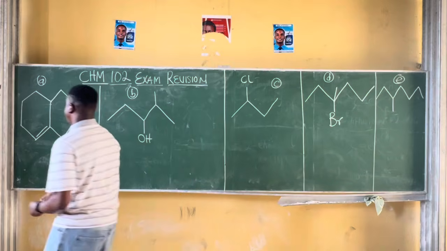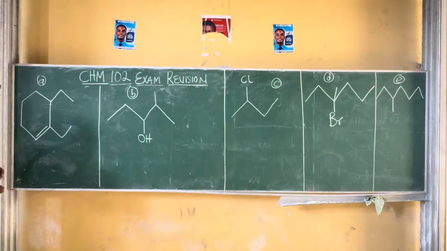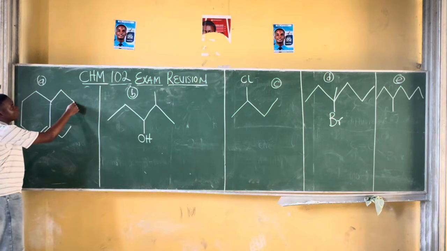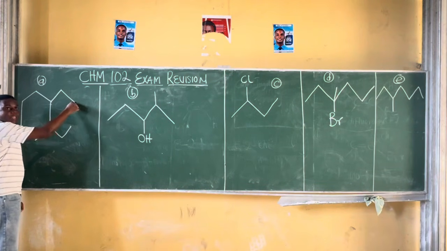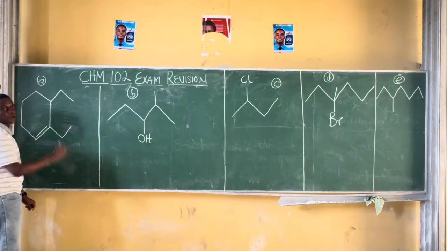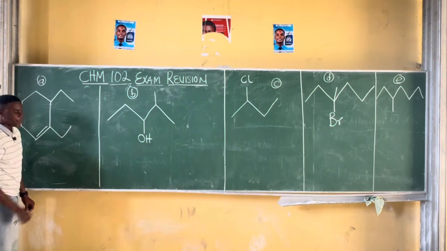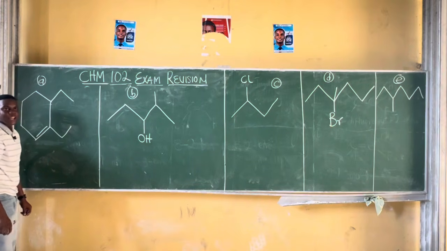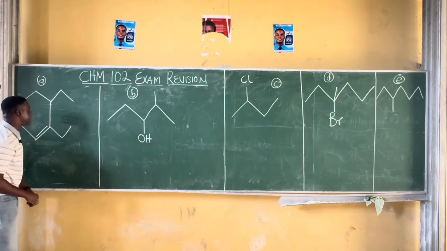So for A, you ask yourself, where will I even start from? I hope you understand your skeletal structures very well. You notice that this carbon has 2 hydrogens, right? Since it is bonded to hydrogens, it cannot be a chiral carbon. So these 2 are out of it. These 2 are bonded to 2 hydrogens each. They cannot be a chiral center.